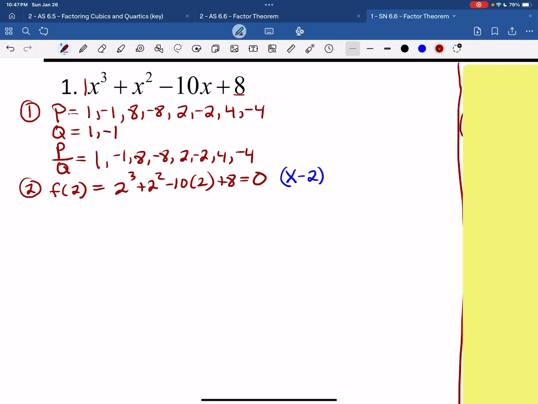Next up, step 3. I'm now going to synthetically divide by 2 so I can find out what the polynomial is after I divide it by 2, because then I can factor what's left over. Bring down the 1. This is 2. 1 plus 2 is 3.